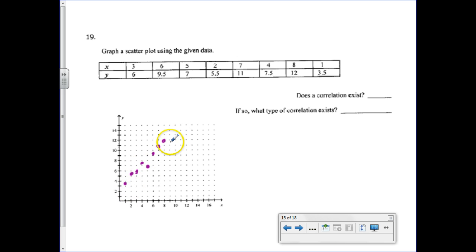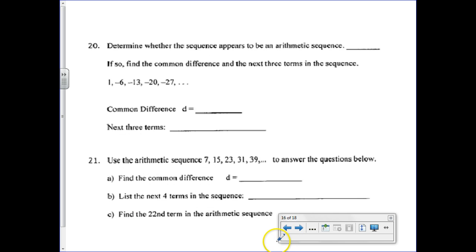There's what your graph should look like. Does a correlation exist here? Yes, it does. It looks very, very much like a positive correlation. As your values on the x-axis increased, your output or your y values also increased.